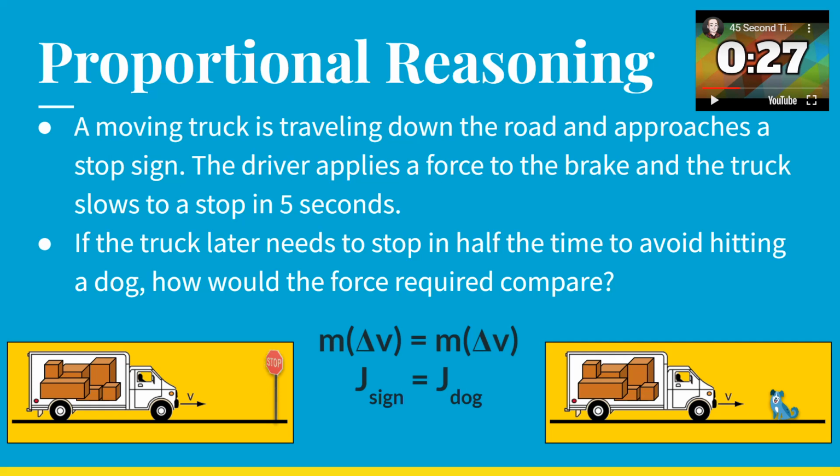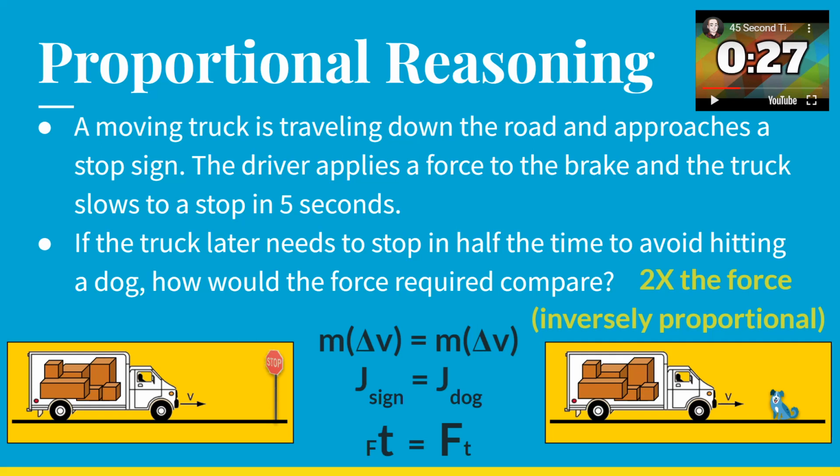Okay, and impulse, again, is force times time. So in this scenario, he has more time to come to a stop, and so less force is required. Whereas in this scenario, he has less time to come to a stop, and therefore more force is required. How much more? If you need to stop in half the time, you will need 2 times the force, because force and time are inversely proportional to one another for a given impulse.